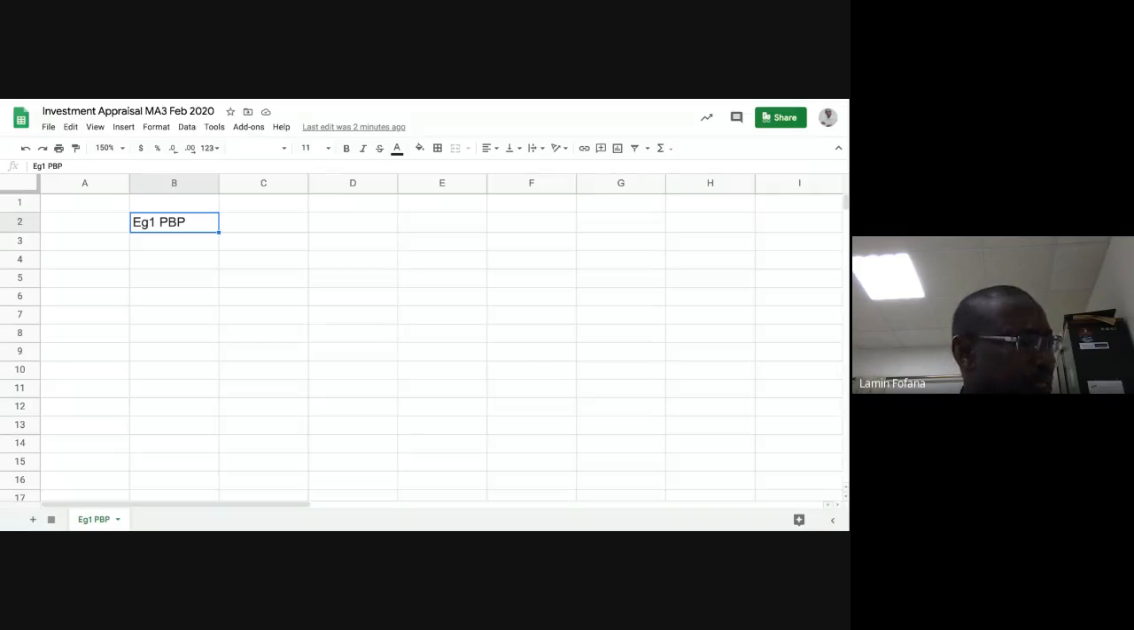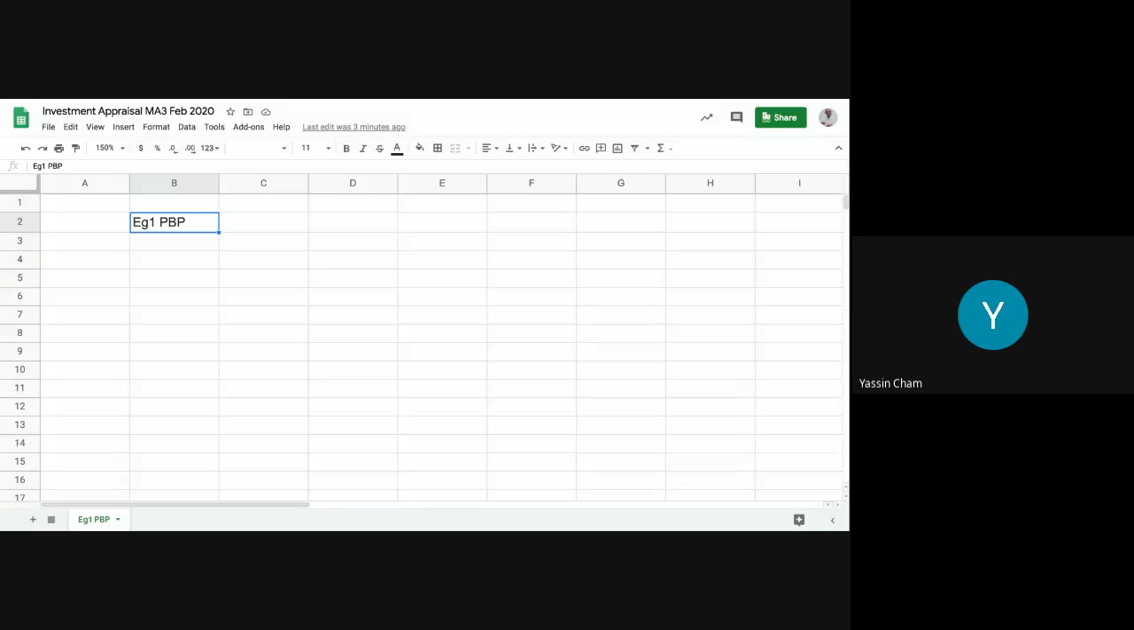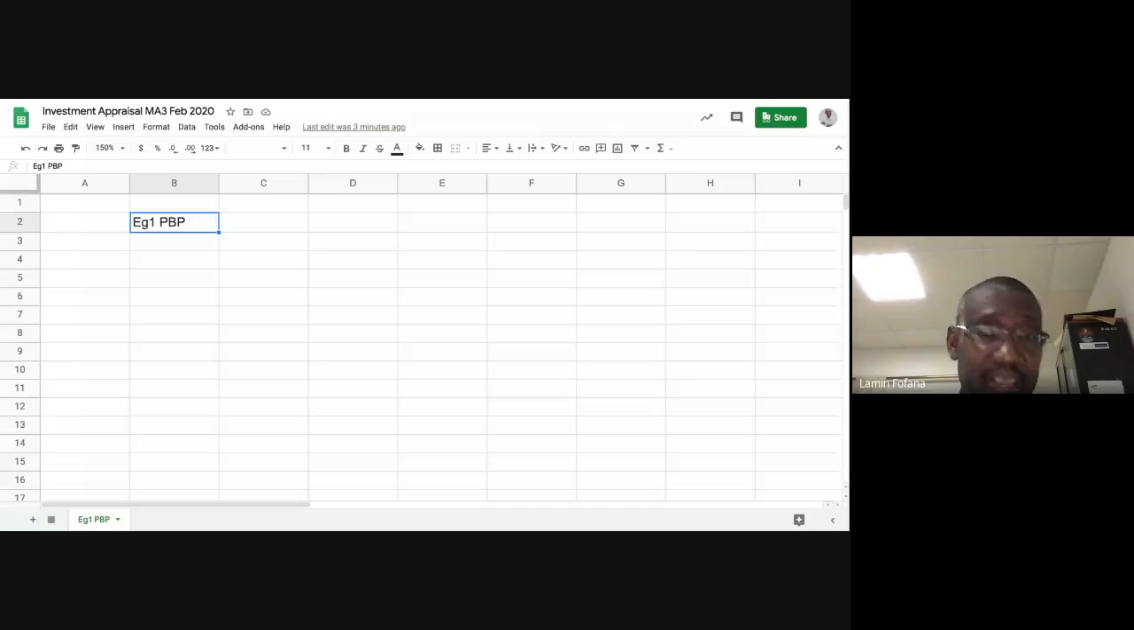My question is, this 120,000, what is it? What is this 120,000, please, class? It's the initial investment, exactly. The initial investment, okay? The cost of the capital. So that is the first outflow, okay?